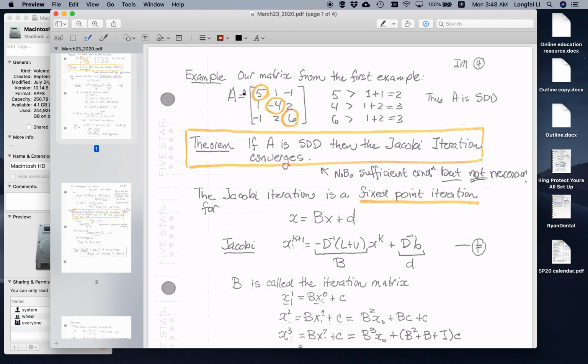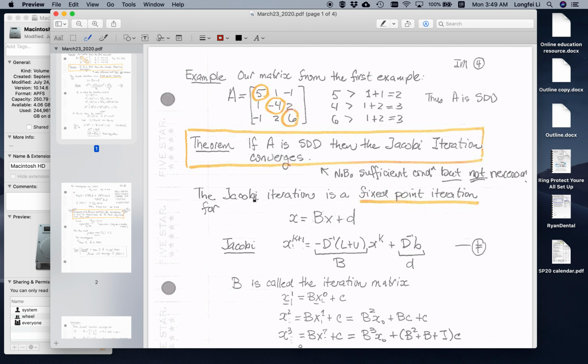So, for example, our matrix from the first example is this one. This is our matrix A. Let's see if A is an SDD matrix. The diagonal entry here is 5, so we check that 5 is greater than the absolute sum of the off-diagonal entries of the first row. And we check the second row: the absolute value 4 is greater than the sum of the other two entries. And the diagonal value here, 6, is greater than the sum of the off-diagonal entries. Therefore, A is an SDD matrix.